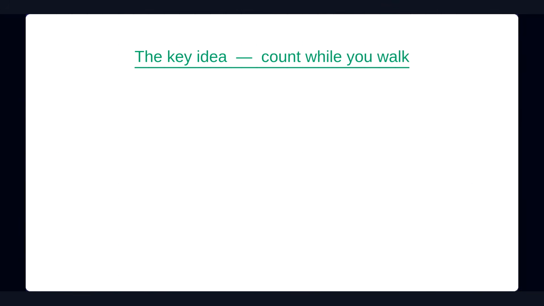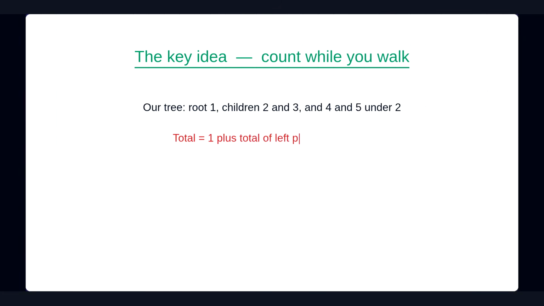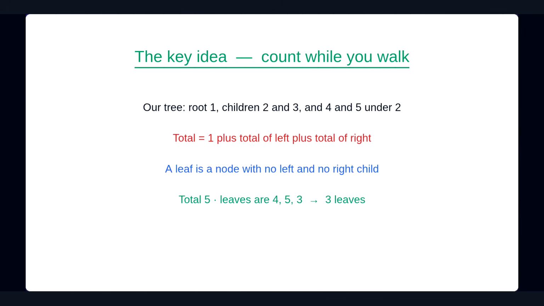Both counts follow the same recursive pattern. For the total, an empty node counts as 0, and any real node counts as 1 plus the total of its left subtree plus the total of its right subtree. For the leaf count, an empty node is again 0, a node with no children is a leaf and counts as 1, and any other node just adds up the leaves of its 2 subtrees. So we walk the whole tree once for each question, letting the recursion add everything up for us.